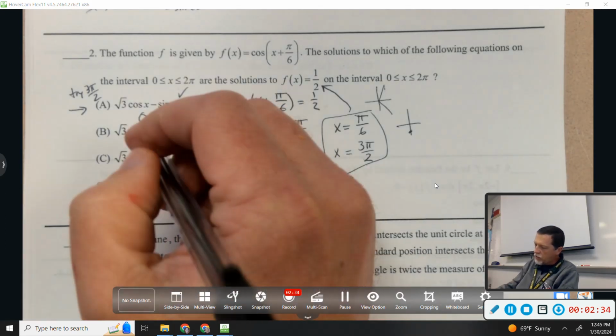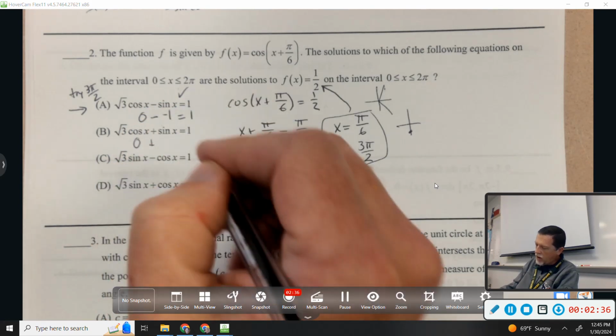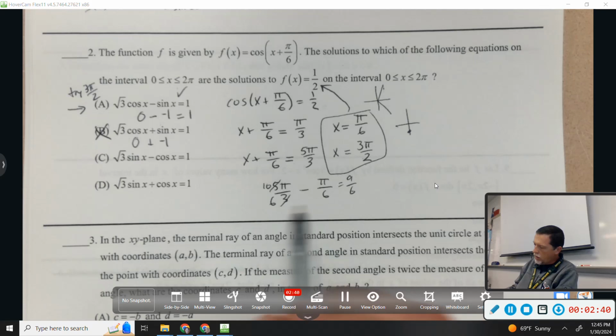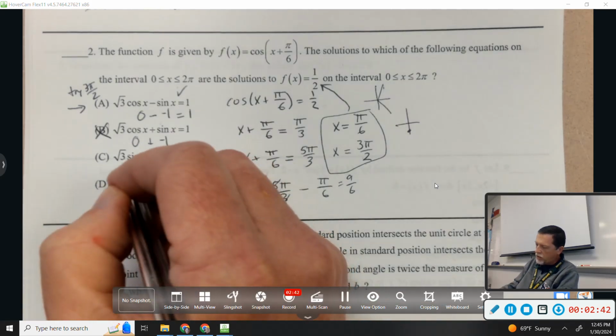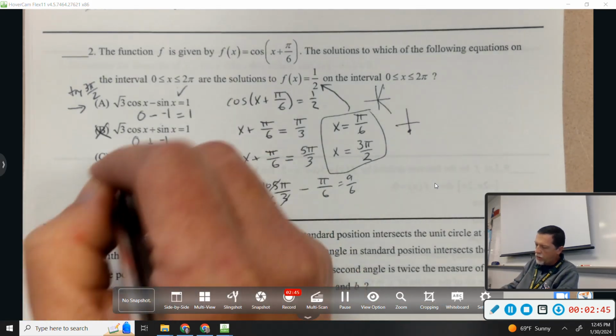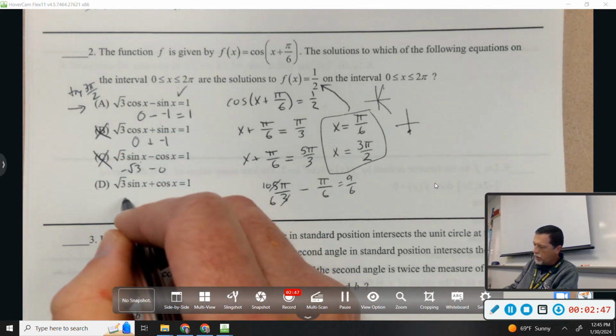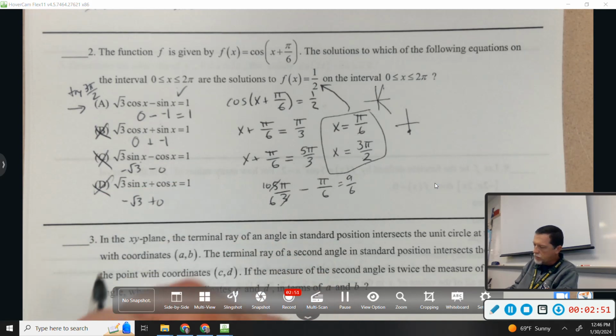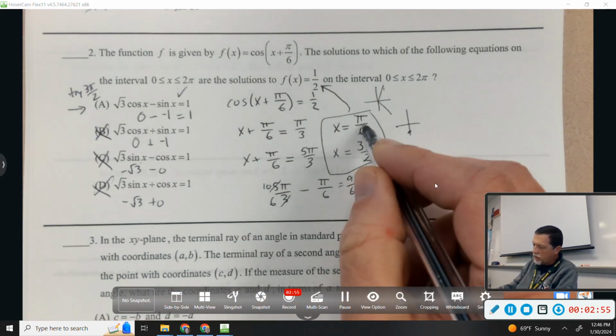Cosine 3 pi over 2 is 0. Plus sine 3 pi over 2 is -1, so that one's out. Sine of 3 pi over 2 is -1, so -√3 minus 0, that's out. Another one, -√3 plus 0, that's out. So it's pretty much got to be A. I suppose I could check pi over 6 to make sure.